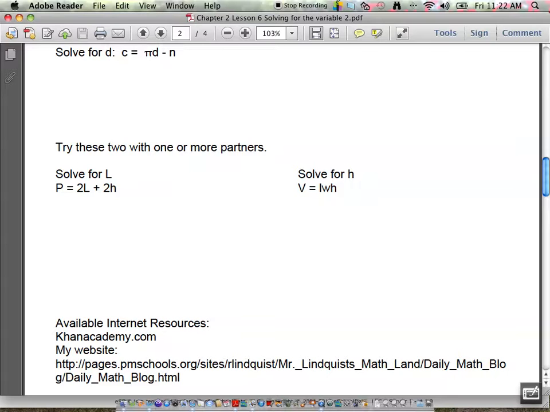Okay, so I wanted to say D equals, so what do I attack first? Add to C. Do the opposite. Attack the minus n by doing plus n. So C plus n equals pi d. Is that d by itself yet? No, and the pi is being multiplied by the d. So what do I have to do to account for that? Everybody? Divide by pi.